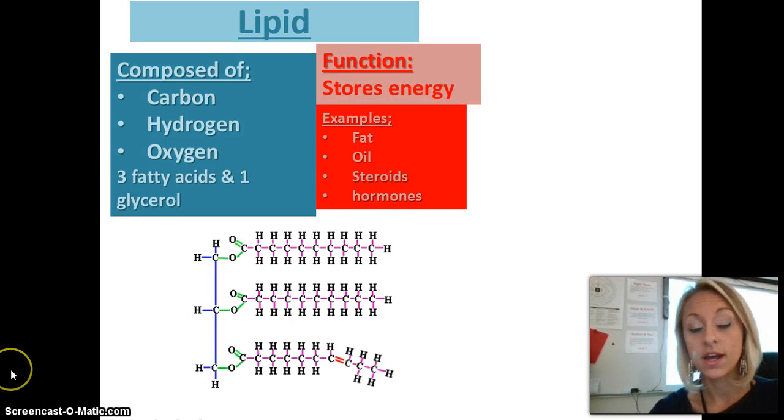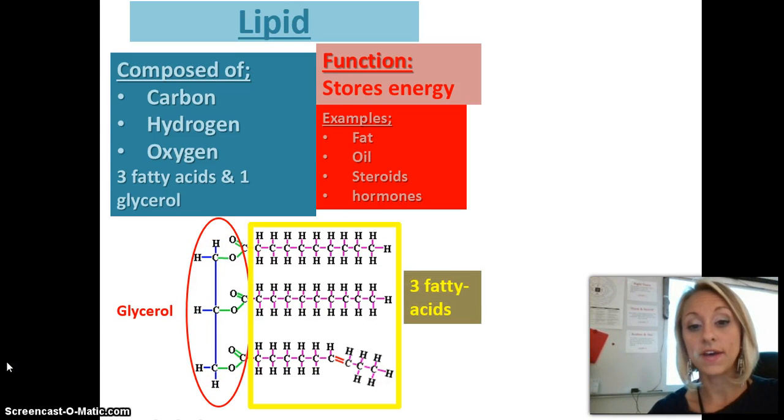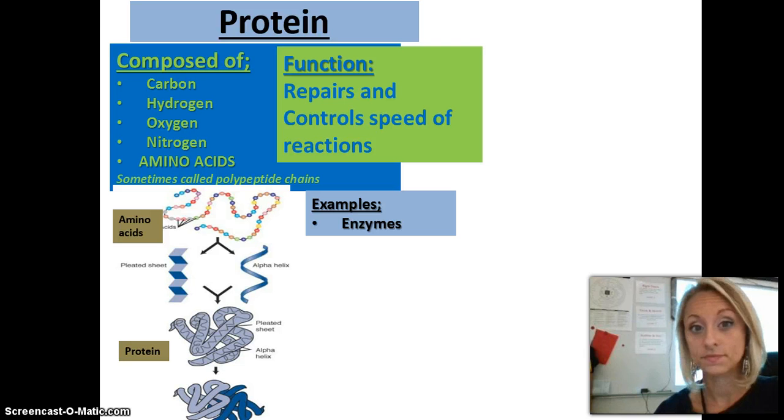Next is a lipid, again composed of carbon, hydrogen, and oxygen atoms, just like carbohydrates. This is made of 3 fatty acids and 1 glycerol. So let's take a look at that. Here we have our glycerol, and then we have our 3 fatty acids. There's 1, 2, and 3 fatty acids. The function of a lipid is to store energy. Examples would be fats, oils, steroids, and hormones.